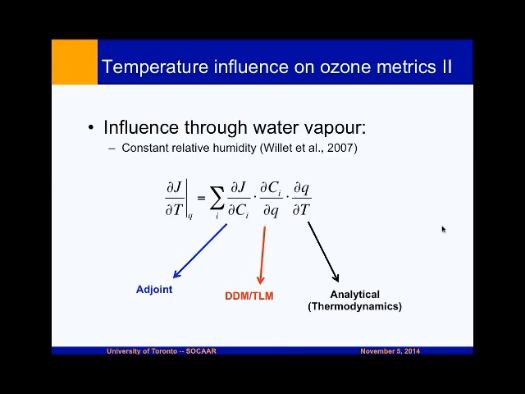As temperature increases, the amount of water vapor that the atmosphere can hold also changes. Climate studies have suggested that relative humidity is going to stay the same, but since temperature is increasing, the moisture content is going to increase. So you can do the same thing, the chain rule. Again, this comes from the adjoint. This comes from the TLM, the derivative with respect to water content, so how water content is going to affect chemistry, essentially. And this basically comes from thermodynamics, just differentiating the Clausius-Clapeyron equation for water vapor in the atmosphere.